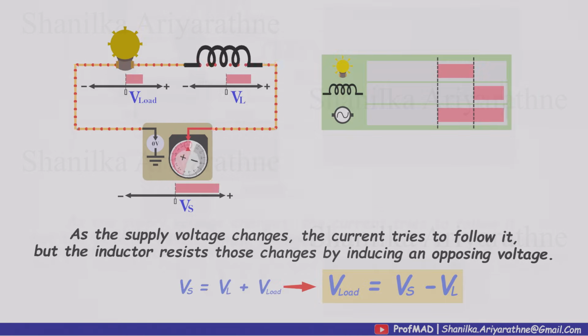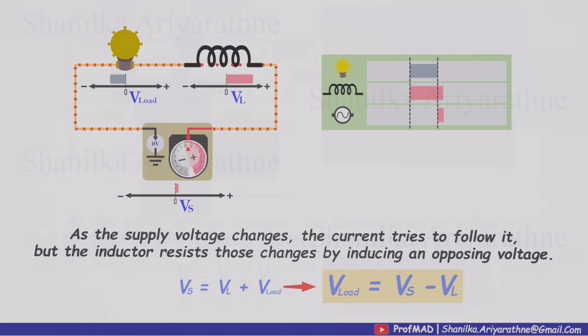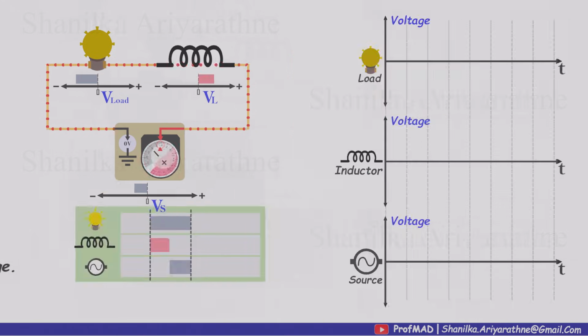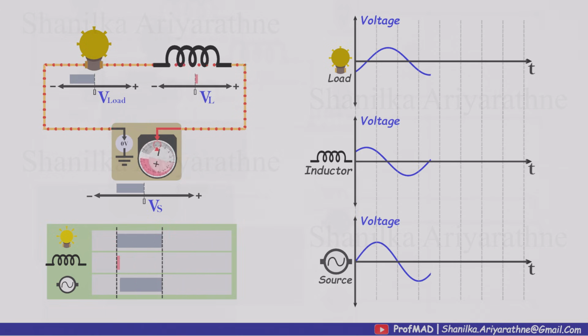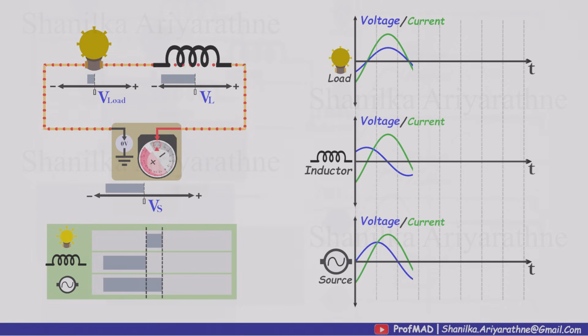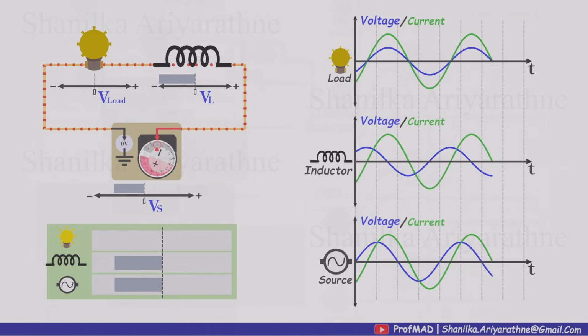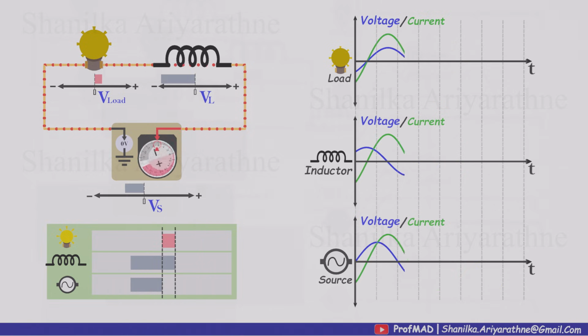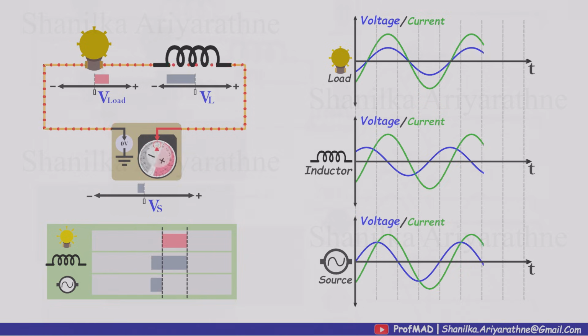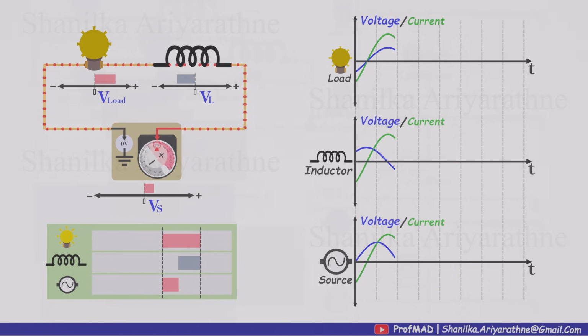Now, look at the voltage across the load. Because the inductor opposes changes in current, the load voltage never reaches the full supply voltage, which is why the bulb glows dimly. If you watch the plots carefully, you'll notice something important. The load voltage no longer rises and falls exactly like the source voltage. The inductor reshapes it. Now, let's add the current to the graph. Since the load is purely resistive, the current is proportional to the load voltage, so the circuit current follows the load voltage, not the source voltage.